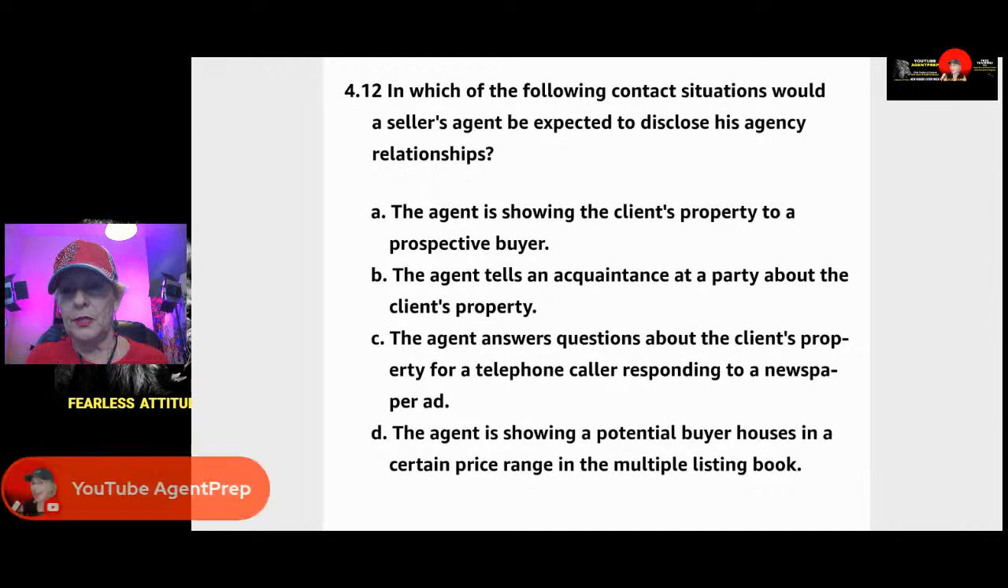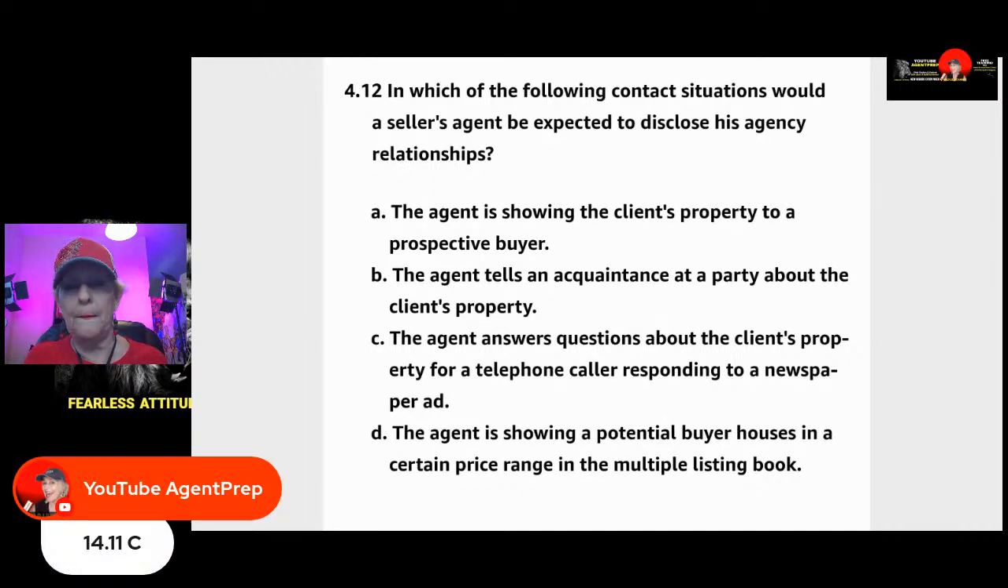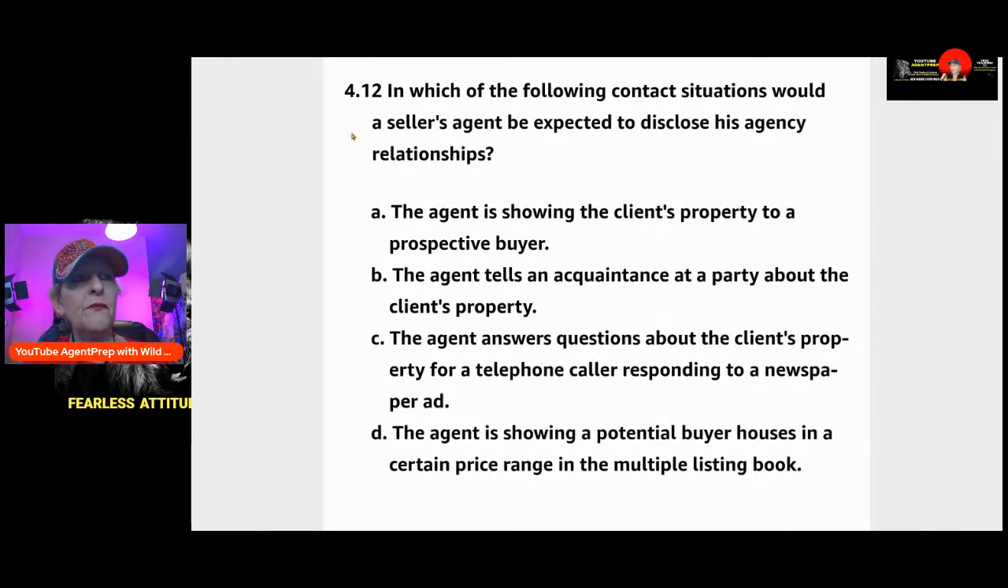Did I show the answer for 11C? Yeah. In which of the following contact situations would a seller's agent be expected to disclose their agency relationship? So an agent that's representing the seller, be it a broker, and of course it's also going to be the broker, right?